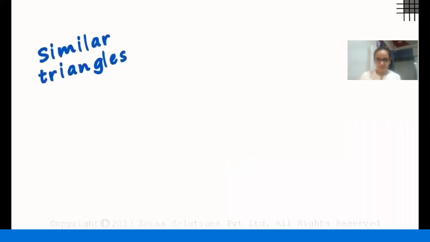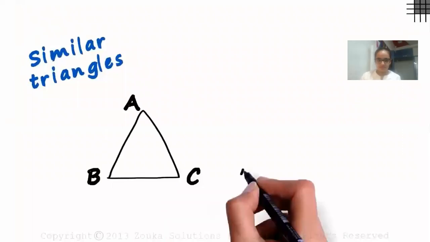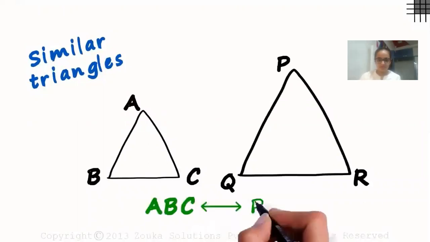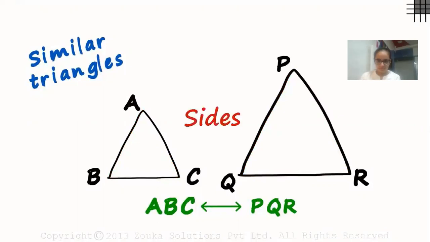Now let's try and get a deeper understanding of similar triangles. Consider two similar triangles, triangle ABC and triangle PQR. Vertices ABC correspond to vertices PQR. Okay, these triangles are similar, but what else do similar triangles convey? What do they tell us about the sides and the angles? Well, quite a lot, I would say. First, let's look at the sides. Similar triangles always have their corresponding sides in proportion.